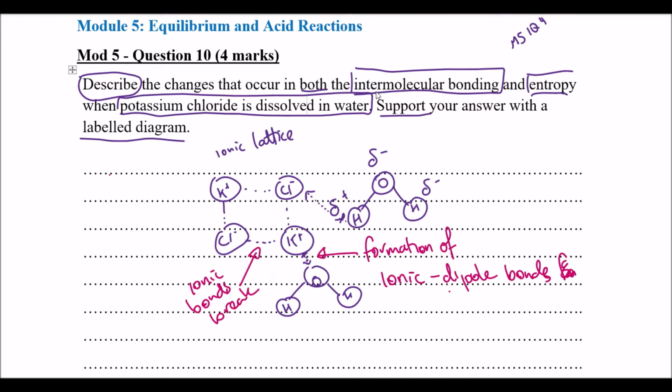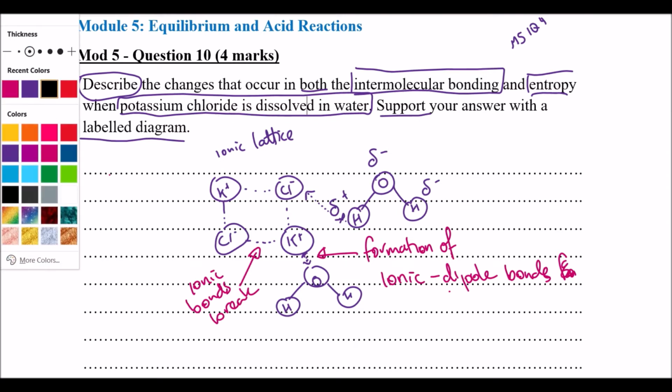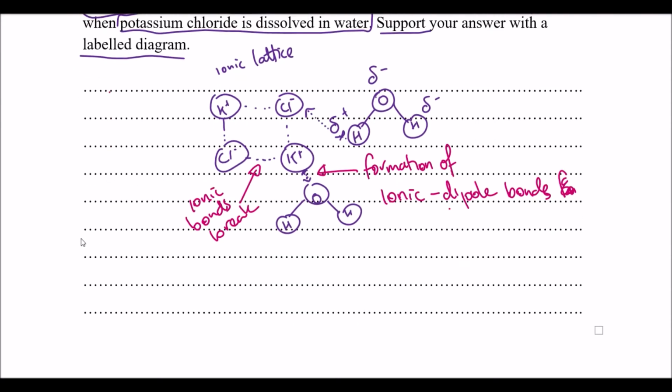So what can we say here? So we've drawn our diagram. We need to comment on the intermolecular bonding and then the entropy when the potassium chloride is dissolved in water. So what we know is, in terms of the intermolecular bonding, we know that we'll get a formation of ionic dipole bonds.